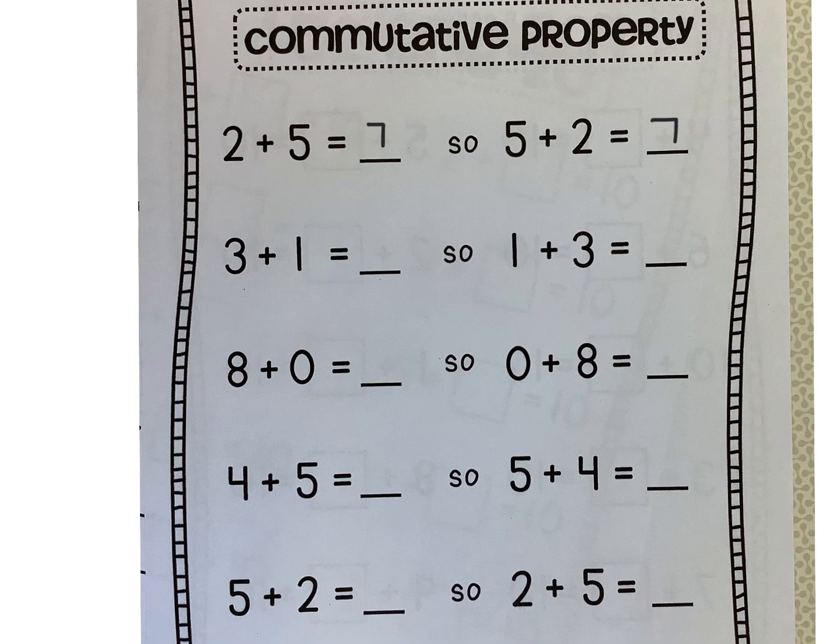The next one is 3 plus 1. So I just go to the number after 3, which is 4. 0 plus 8, just 8 stays the same, so we're just going to put 8.